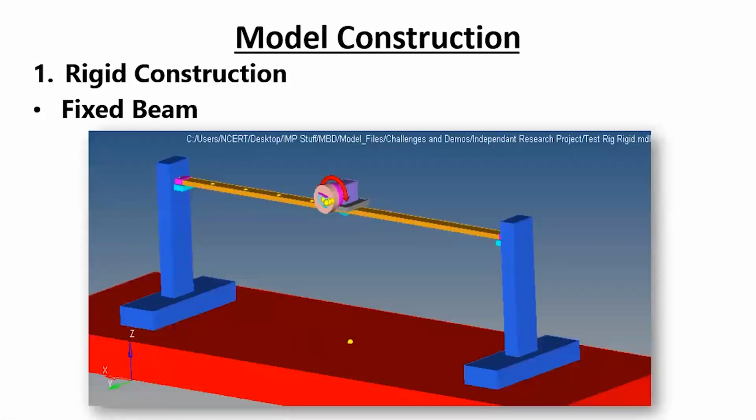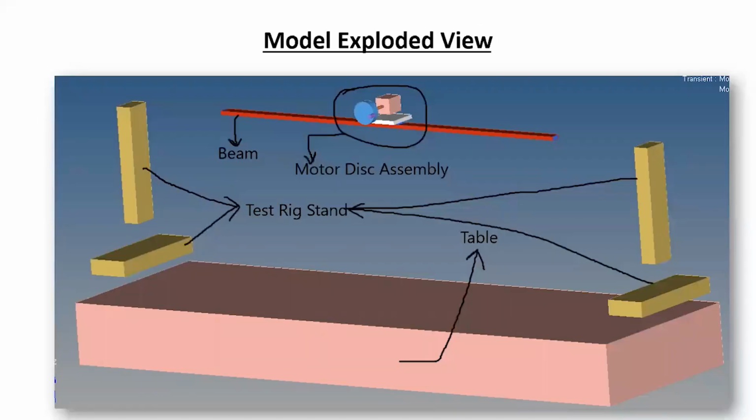So let's talk about model construction. This is the rigid beam construction. As you can see, I'll show you the exploded view. This is the table, the table on which these stands are there. The stands consist of 2 parts: this long part and this base. And there are basically 2 stands.